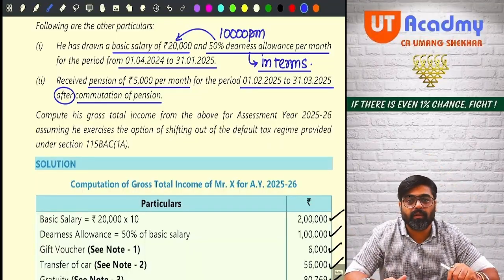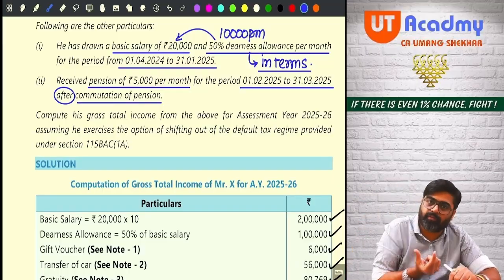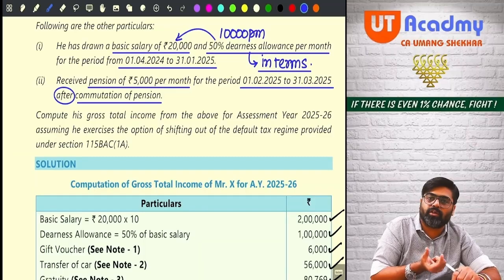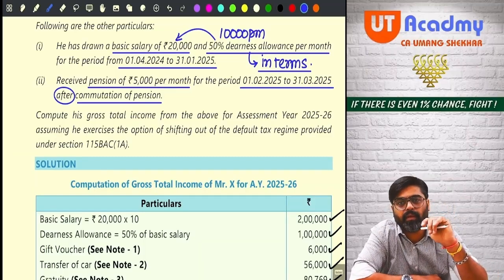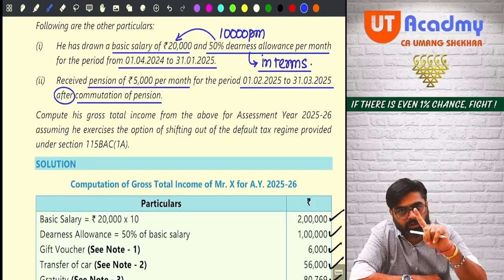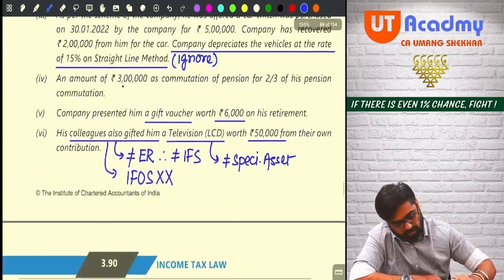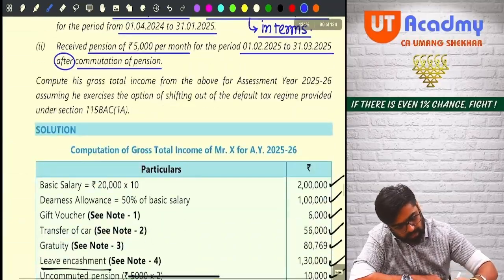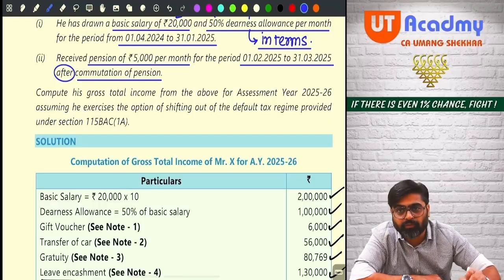Getting my point? After commuting 2/3, this 1/3 which remains is 5,000 only, which you are going to receive for February and March. And fortunately, you did not receive 15,000 for a single month. The moment you got retired, on 31st January, on 1st February itself you commuted. See, on 1st February only you commuted. And from 1st February you are getting what? This 5,000. Getting my point?